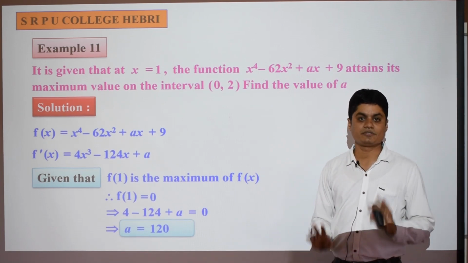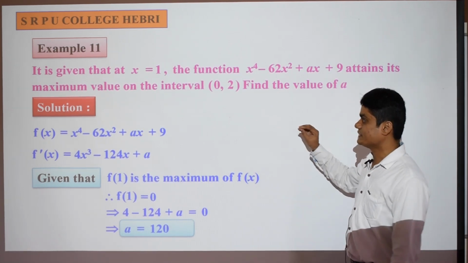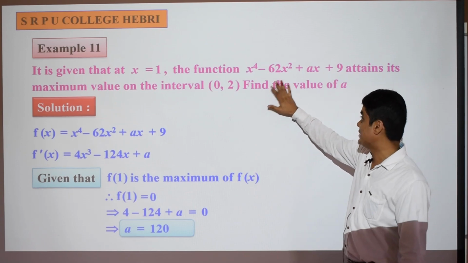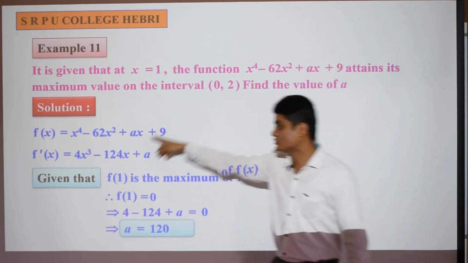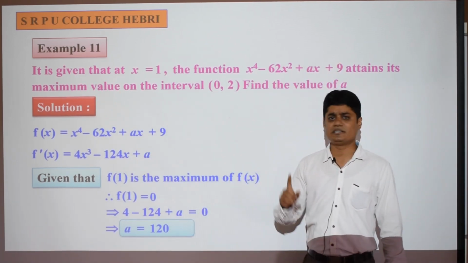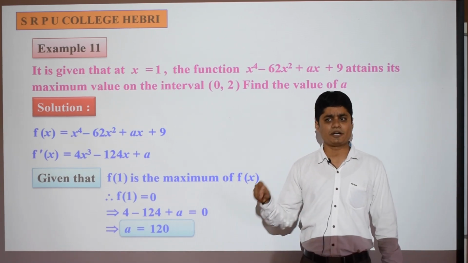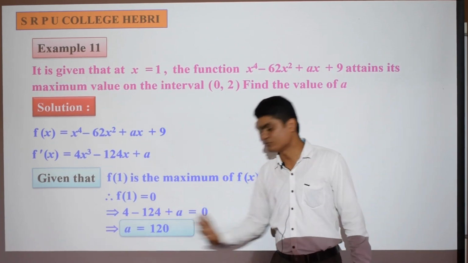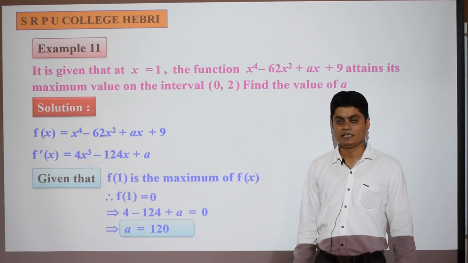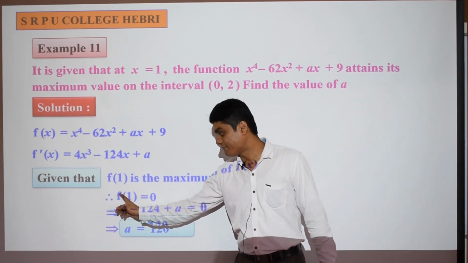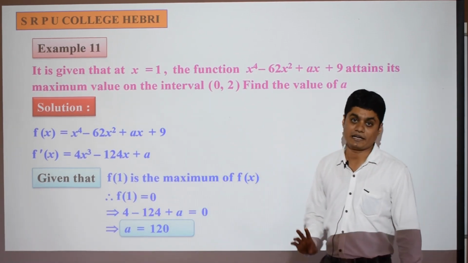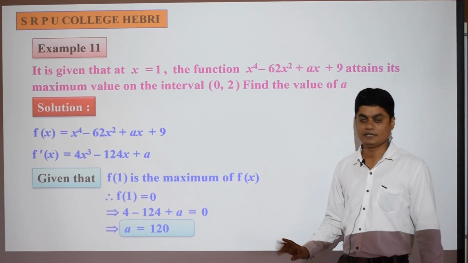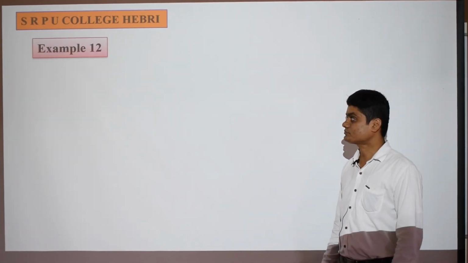No second order derivative, nothing is required. So just use the condition that it will attain the maximum value at x equal to 1. Although maximum or minimum, its first order derivative at that particular point should be 0. So equate that, you will get the answer easily. So correction is f dash of 1 is equal to 0, not f of 1 equal to 0. Very good.